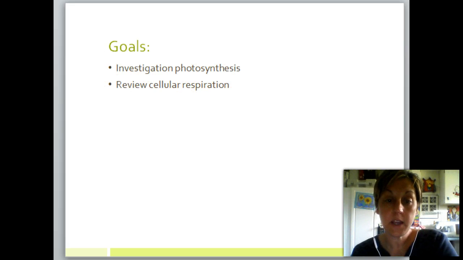Our goals for today are that we're going to take a look at photosynthesis and review cellular respiration. We will be doing an in-class activity for photosynthesis. So this is the recorded part of that lesson, and then in class we will be doing an activity with photosynthesis.